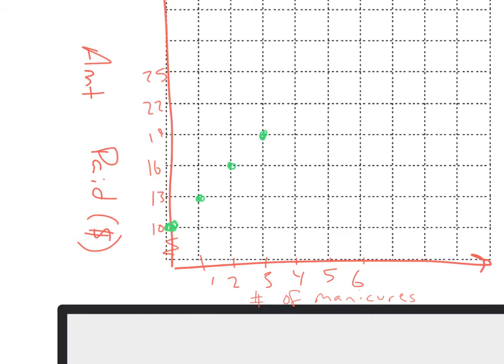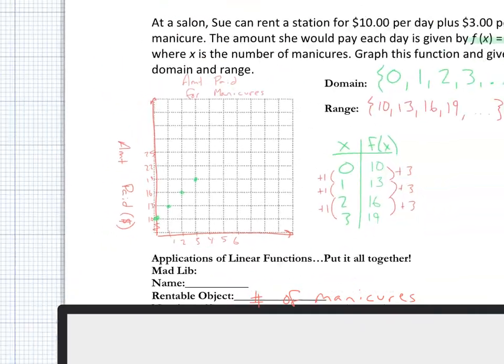Again, we're not going to connect the dots because if I connected the dots, I'd be saying she could work like a half a day or 3/4 of a day or 1 1/8 of a day. She can't do that. It's only going to be here, here, and here. Again, it's a discrete graph, not a continuous.